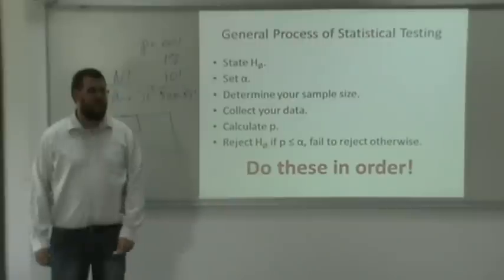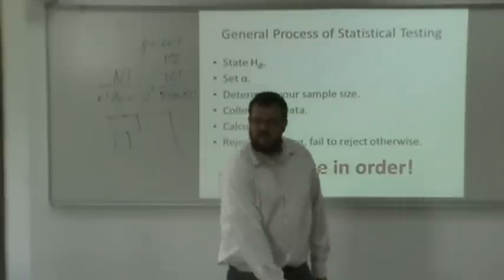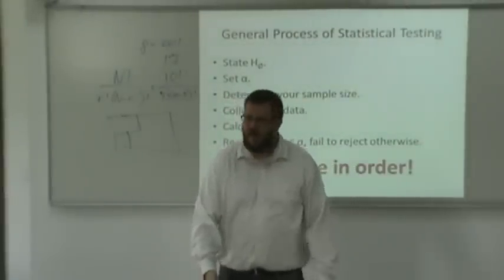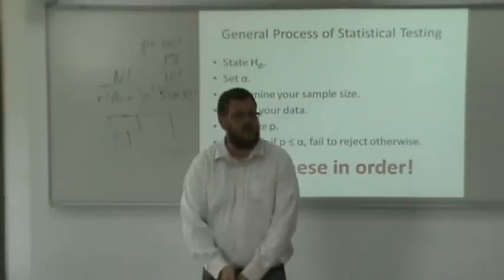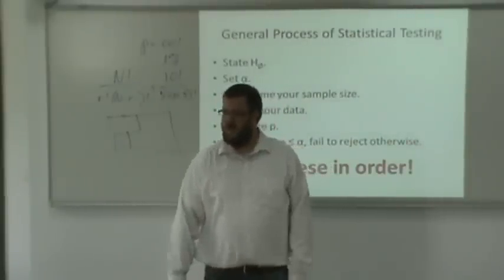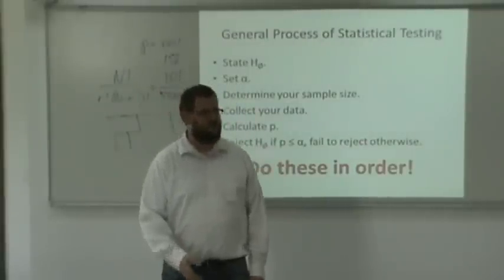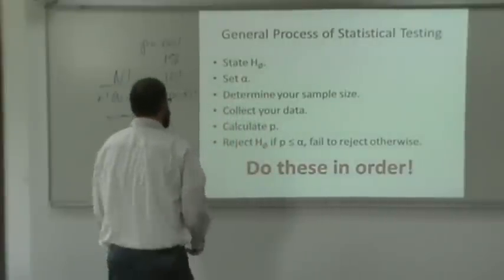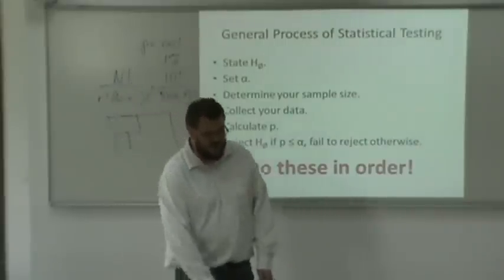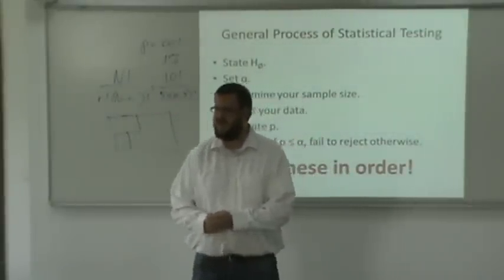You might be biased towards your results. If I know what the p-value is, then I can set alpha to be just a little bit above that. Oh, look! It's significant! So we need to set alpha first. Also, we need to determine our sample size first, because some people do not do research in a good way.